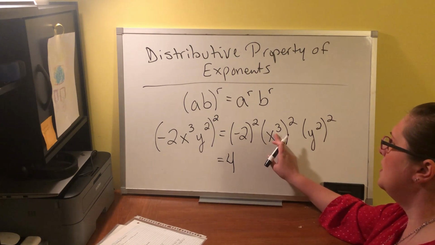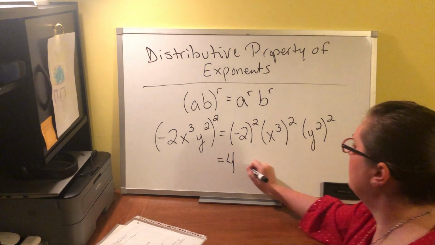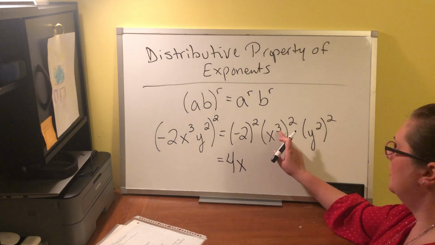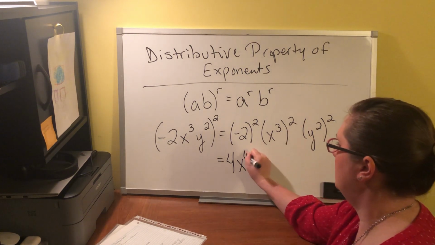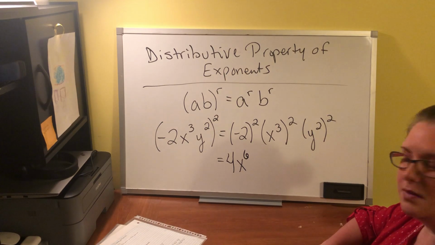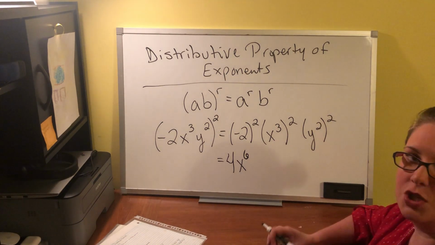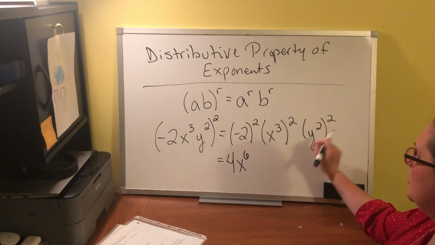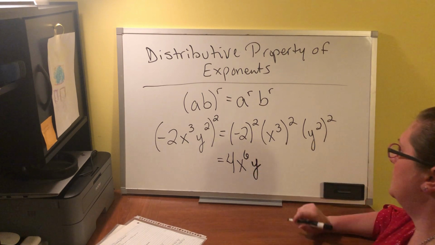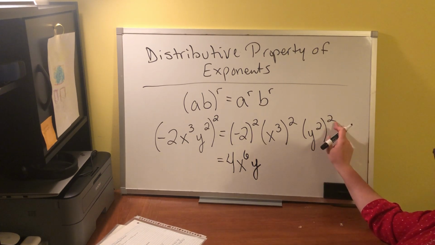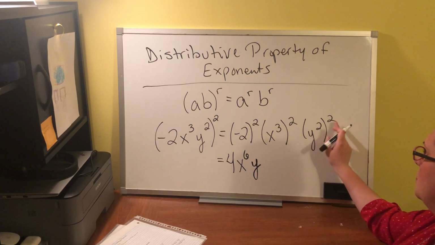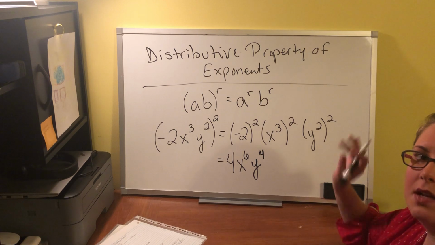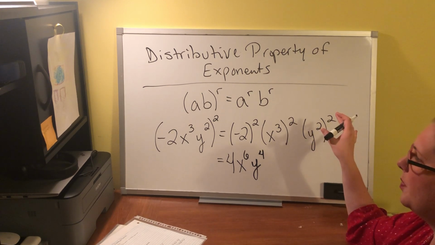Okay, now here we're doing a power raised to a power. So if you recall, you keep the base and you're multiplying. 3 times 2 gives us 6. Okay, it's the property that we literally just did. All right, now we're looking at y squared squared. So you are keeping the base of y. It's a power raised to a power. That means we're multiplying. So 2 times 2 gives us 4. So that is how you're going to be using the distributive property.